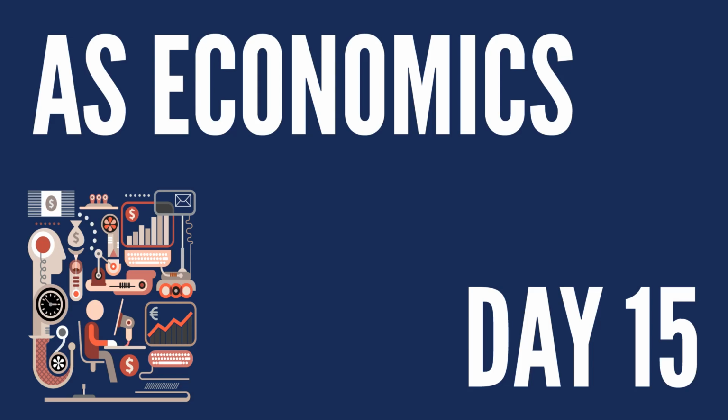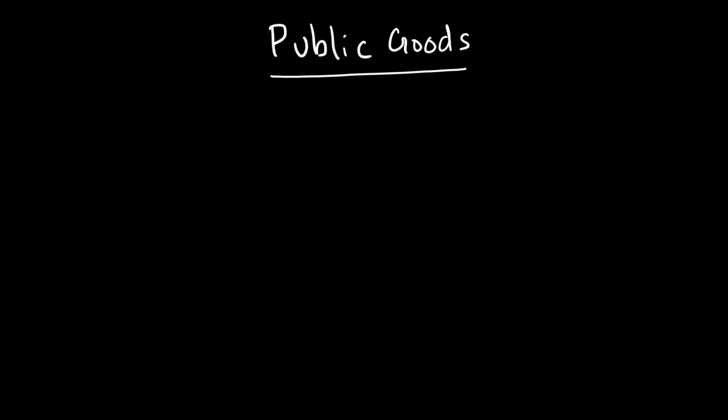Hi everyone, so this is day 15 of the 42-day AS Economics Revision Challenge, and today we are about to do public goods. We say public goods have two features. One, they are non-rival, and second, they are non-excludable.